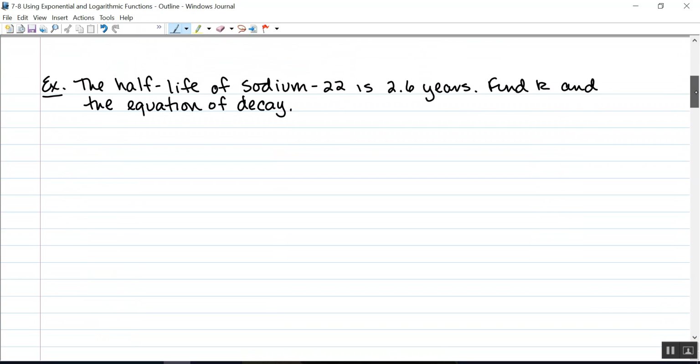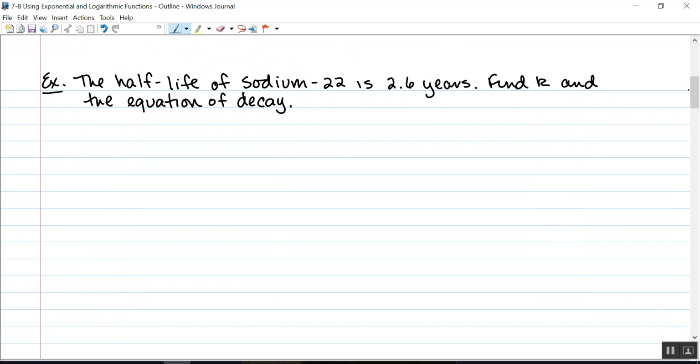So let's take a look at a couple problems here, and these are all going to be word problems. The half-life of sodium-22 is 2.6 years. Find k and the equation of decay. So we're going to start with the equation y equals a times e to the negative kt, since this is decay. This is the half-life of sodium, so we want to have half of the original amount.